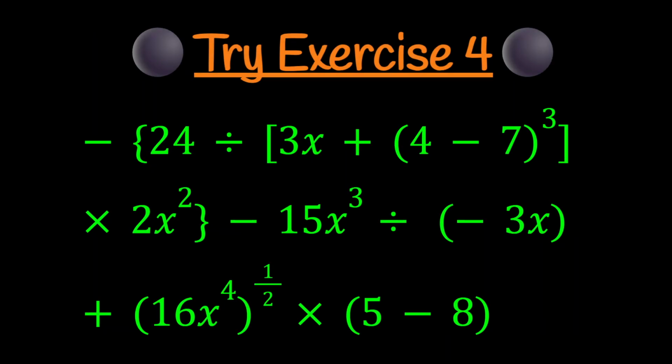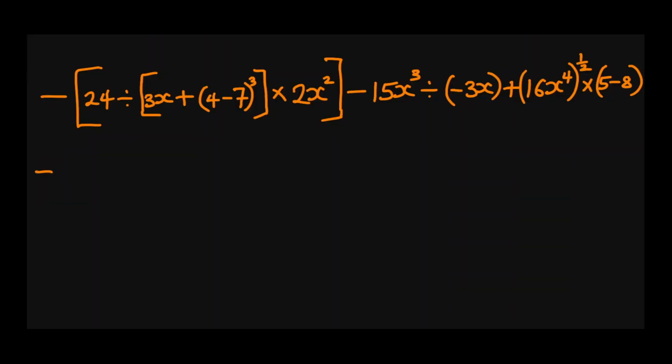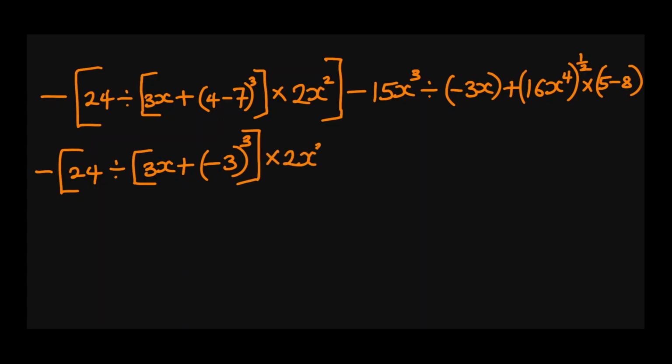Now for this last try exercise, we will solve the brackets first as usual, starting from the innermost bracket. So this gives us minus bracket open 24 divided by bracket open 3x plus 4 minus 7 is minus 3. So we put minus 3. We still maintain the brackets and put the cube. Bracket close. Times 2x squared. Bracket close. Minus 15x raised to power 3. Divided by bracket open minus 3x plus.